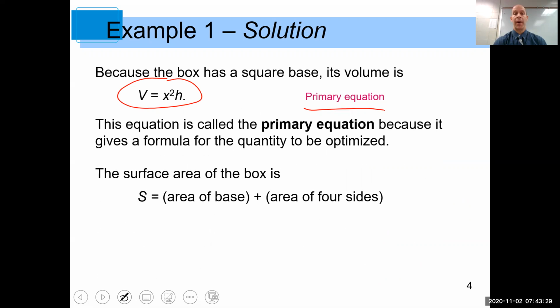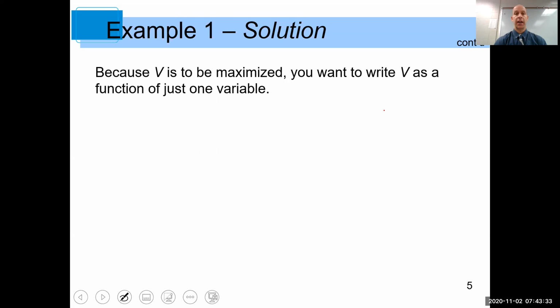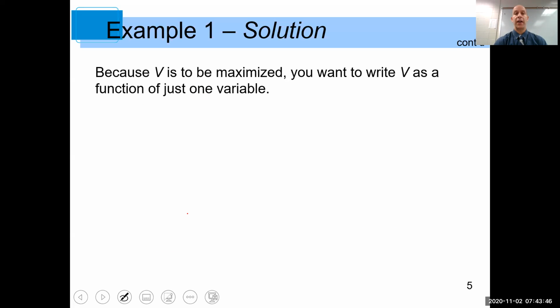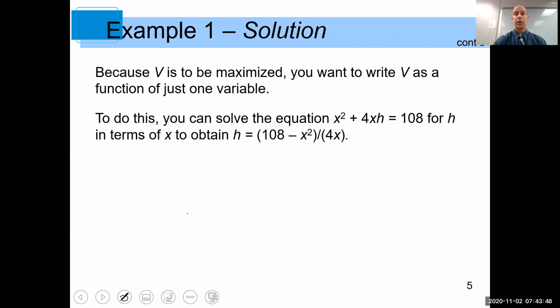So the surface area of the box is the area of the base and the four sides, which we've already discussed. That's our secondary equation. Because V is to be maximized, we want to write V as a function of just one variable. If you'll notice here, we have two variables, but we can use our secondary equation to write that in one variable. To do this, we can solve the equation x squared plus 4xh equals 108, our surface area, for h.